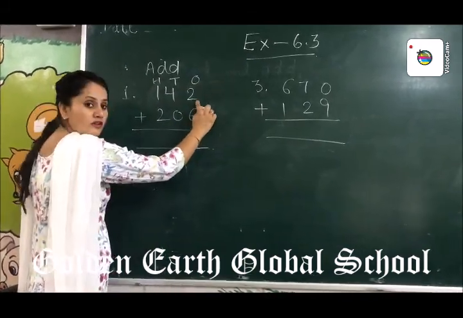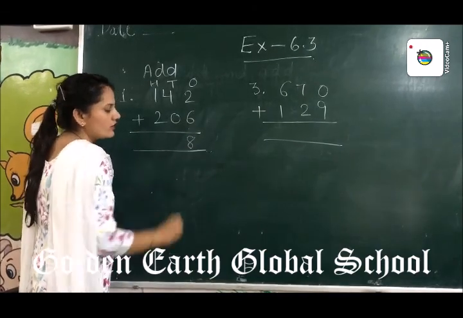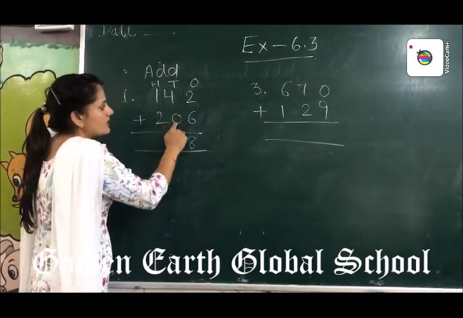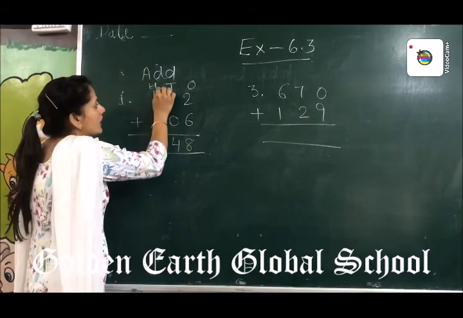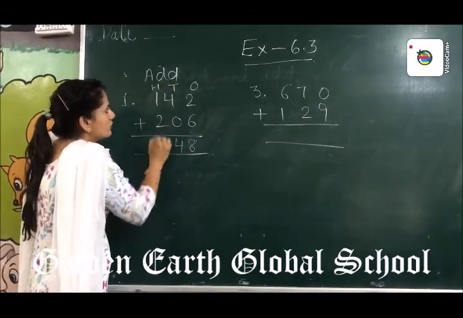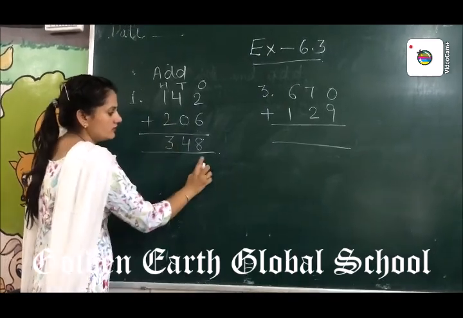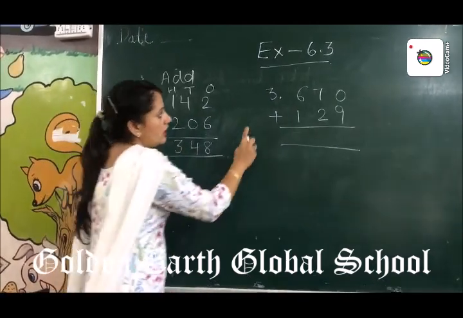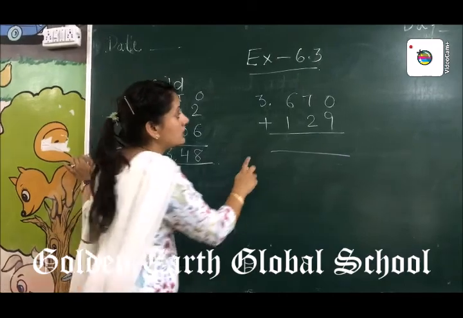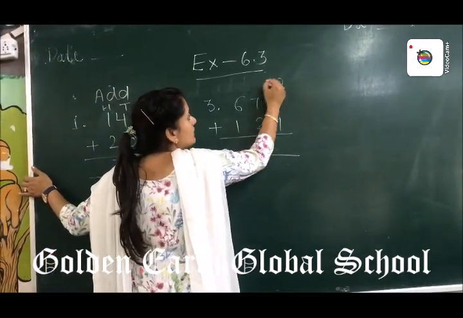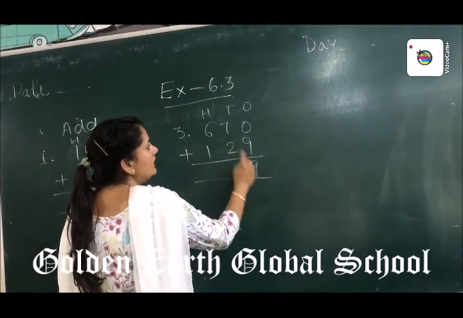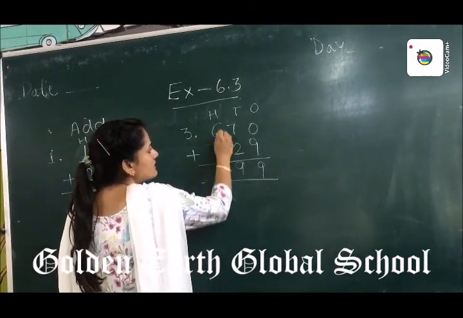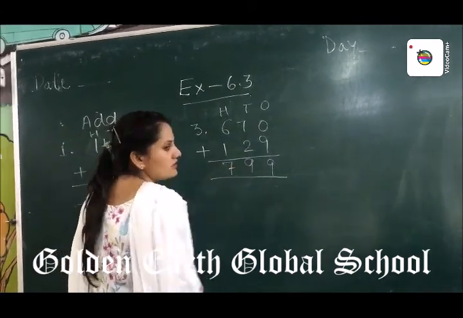6 plus 2 is 8, so we will write here 8. 4 plus 0 is 4, so we will write here 4, and 2 plus 1 is 3, so we will write here 3. This is your answer. Now second sum, do yourself. Third sum: write down firstly the places, ones, tens, 100. 9 plus 0 is 9, 7 plus 2 is 9, 6 plus 1 is 7. This is your answer.